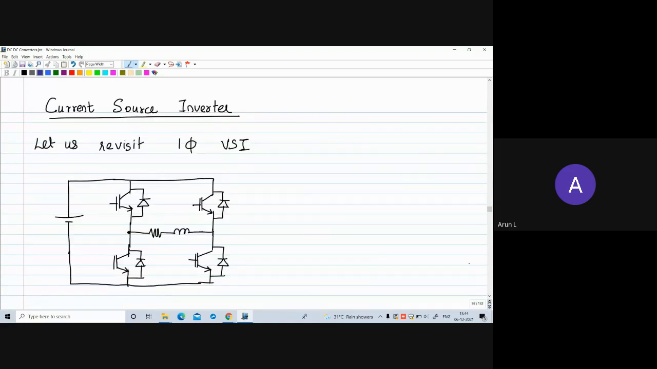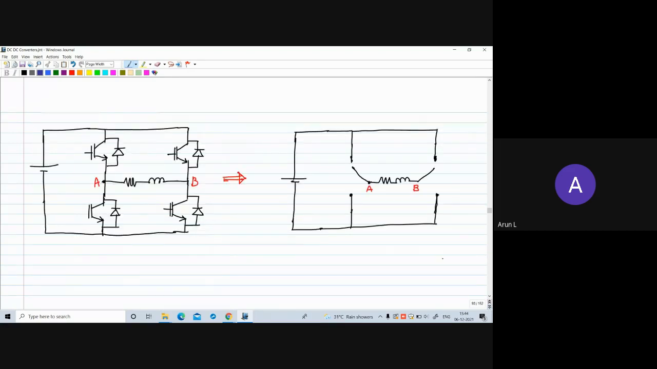Now let us look into current source inverters. Current source inverters can be derived from voltage source inverters by making some changes. I have drawn a single phase full bridge voltage source inverter here. Let us redraw this like this.